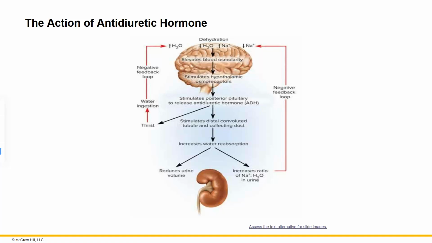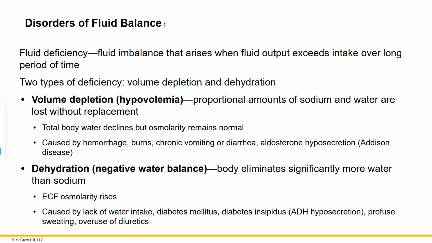And here's a diagram that you can review. Disorders of fluid balance. Fluid deficiency is a fluid imbalance that arises when fluid output exceeds intake over long periods of time. Two types of deficiency: volume depletion and dehydration. Volume depletion, or hypovolemia, is when proportional amounts of sodium and water are lost without replacement. Total body water declines, but osmolarity remains normal. Caused by hemorrhage, burns, chronic vomiting or diarrhea, or aldosterone hyposecretion, such as Addison's disease.